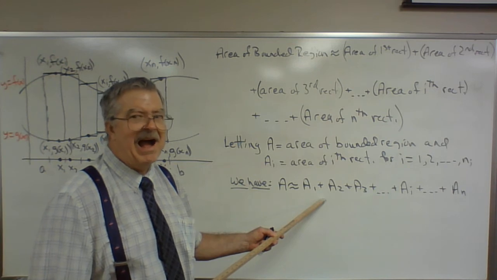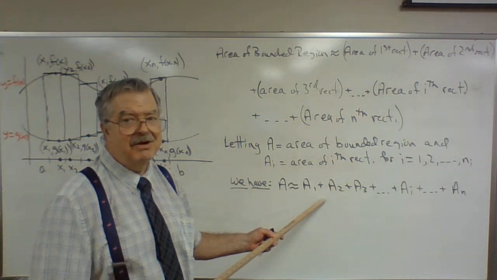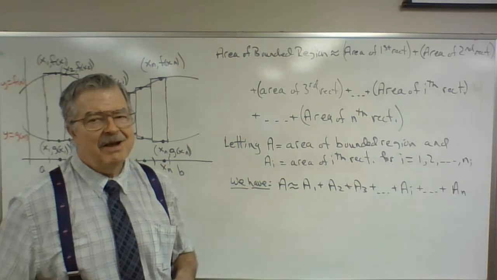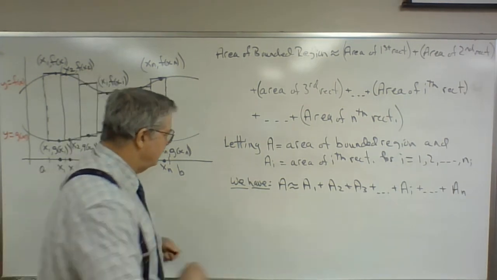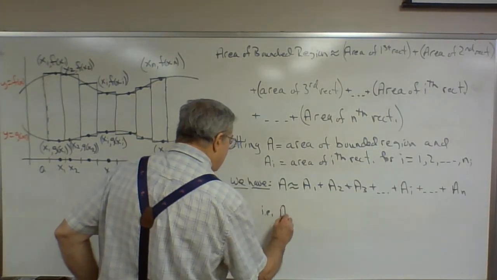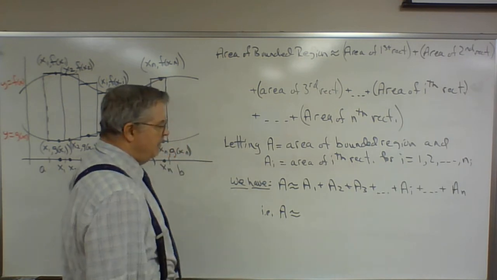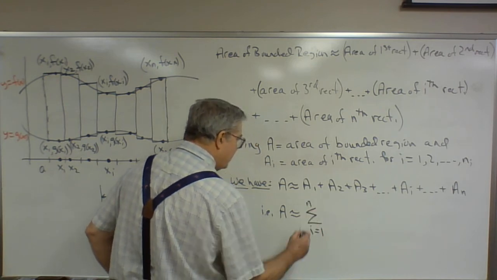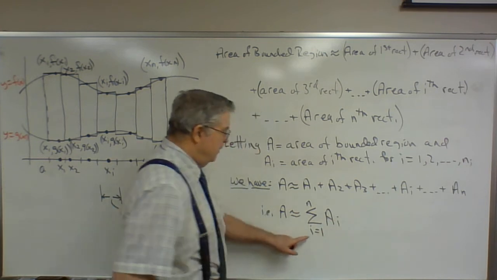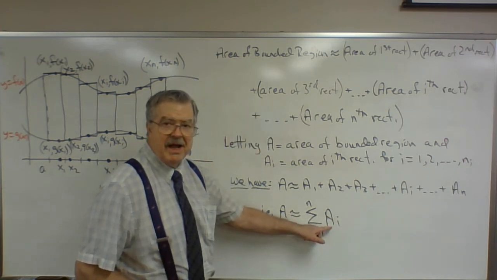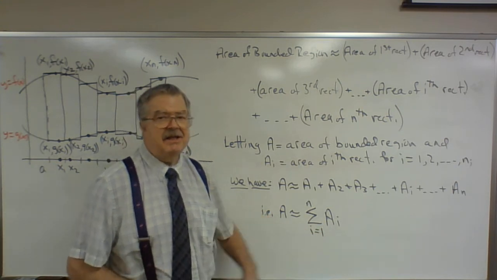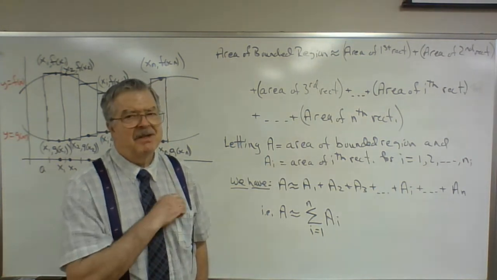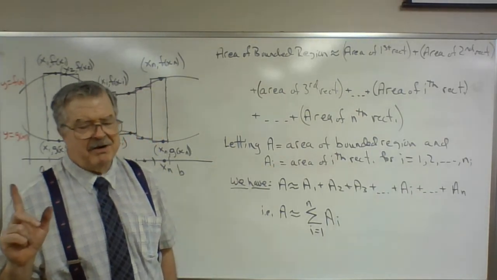Does this look vaguely familiar to something that we just learned about? And if you're thinking summation notation, yep, that's exactly what I'm getting at. We can approximate the area of the bounded region using summation notation this way. The sum from i equal 1 to n of A sub i, where A sub i is the area of the ith rectangle. And oh, you know what? We won't stop there. We'll do a little bit better. Just hold on.